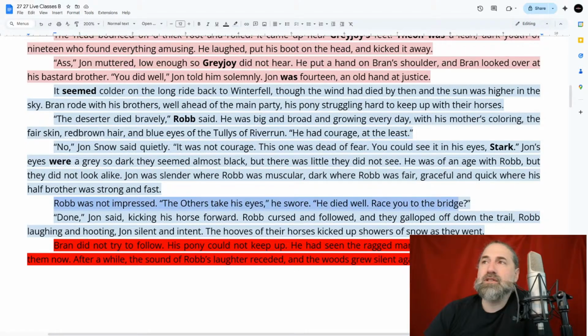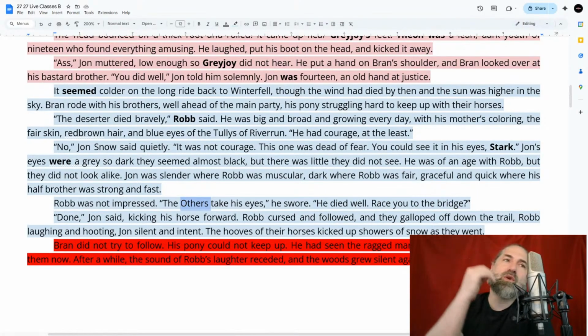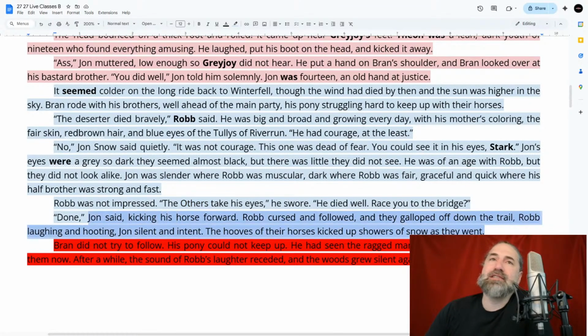We're also adding more to this thing, right? He died well, right? He died well. Raise you to the bridge. It's funny that that's like just a snap, but the others take his eyes. Right? So we're building more on the others, giving position. They hate the others. Anyway. And then this is a clear transition piece. They are running from the beheading on their horses to somewhere else, which will lead to them finding the wolfies. All right. More so, let's see.